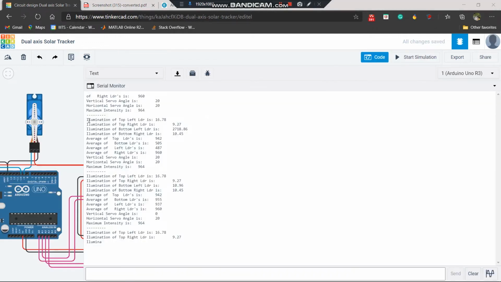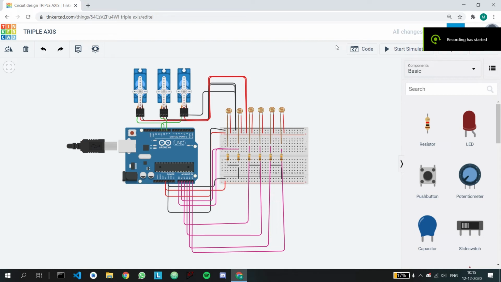These are the outputs. In the outputs, we'll be printing the elimination of the four LDRs and the average values and vertical servo angle to be rotated to get the maximum intensity and the horizontal servo angle and the maximum intensity.